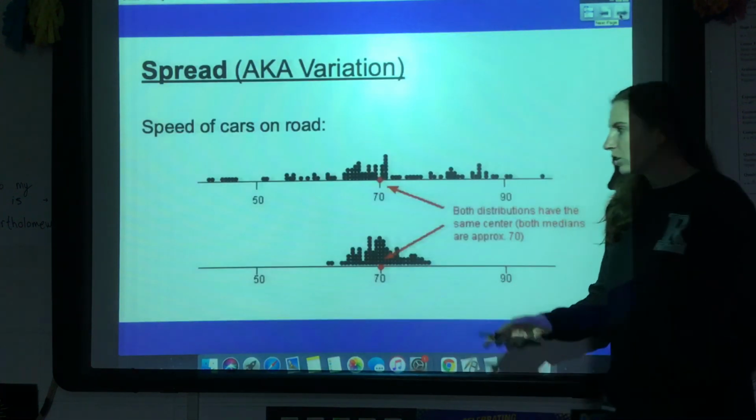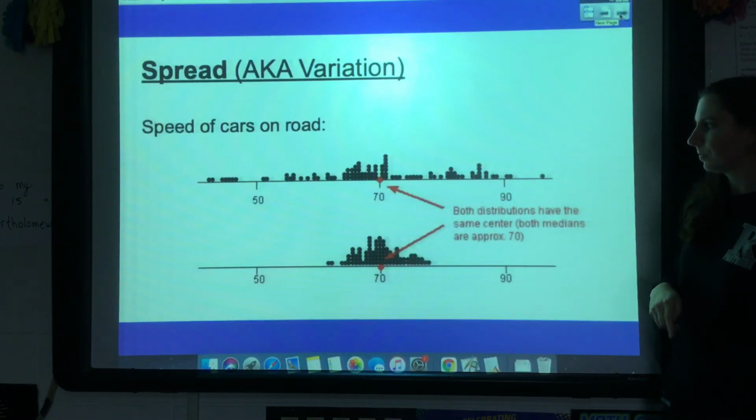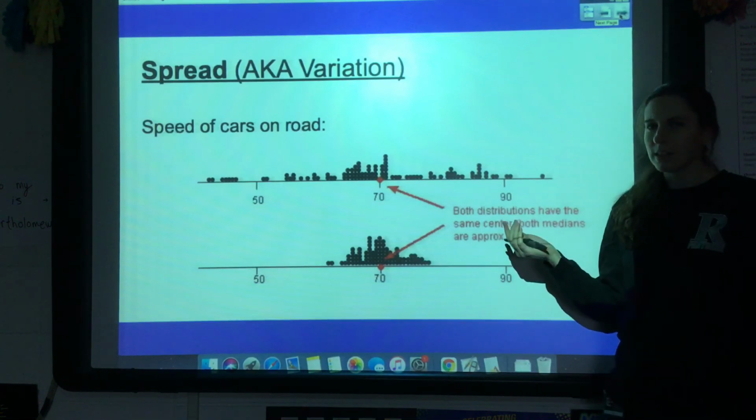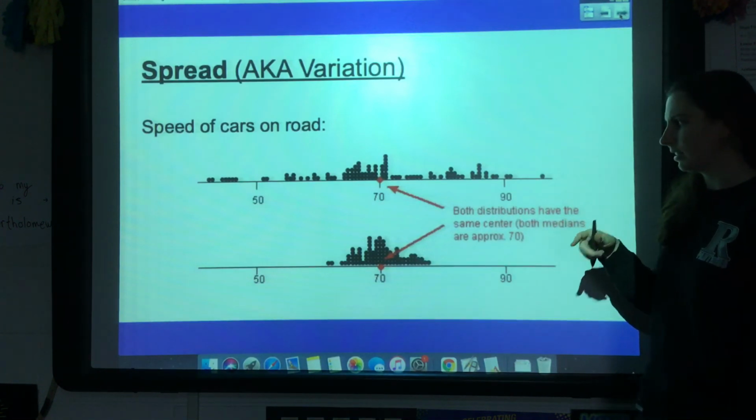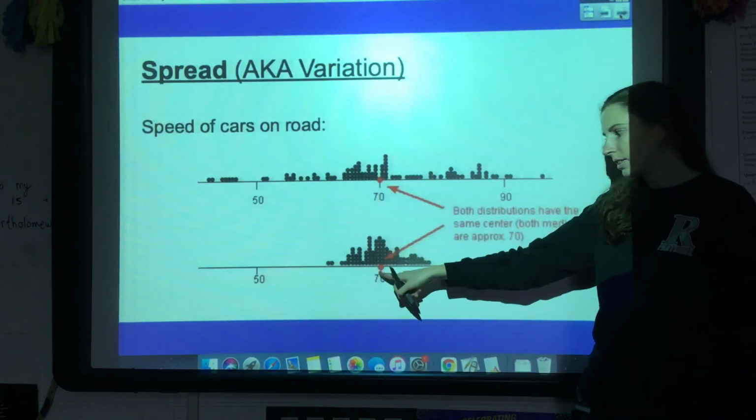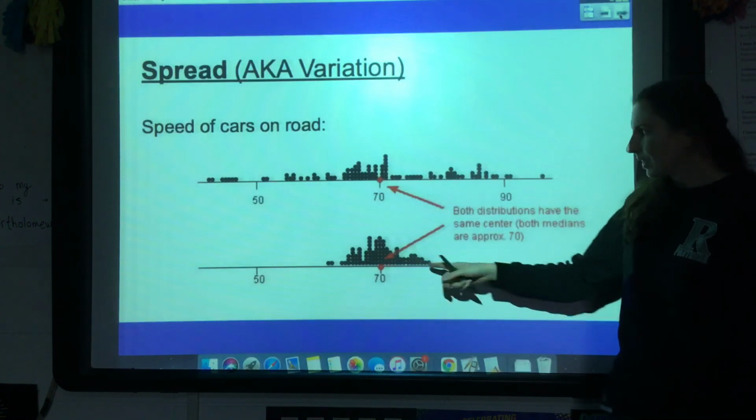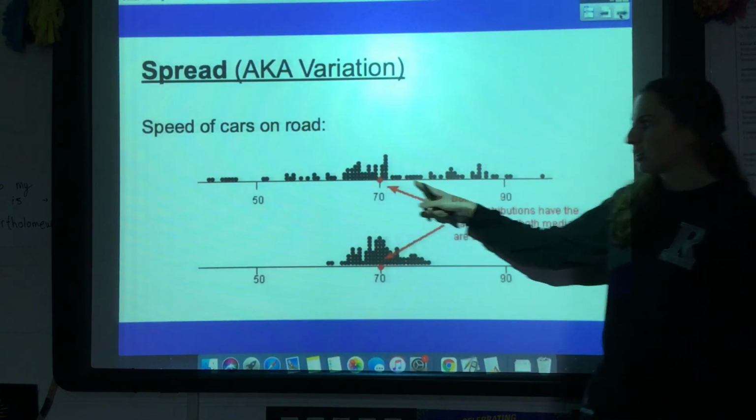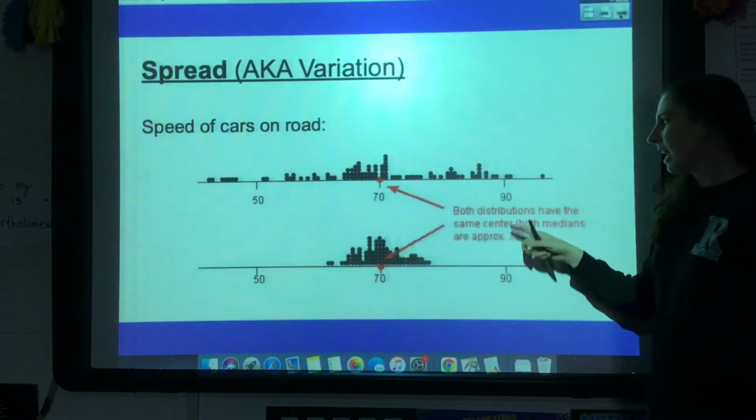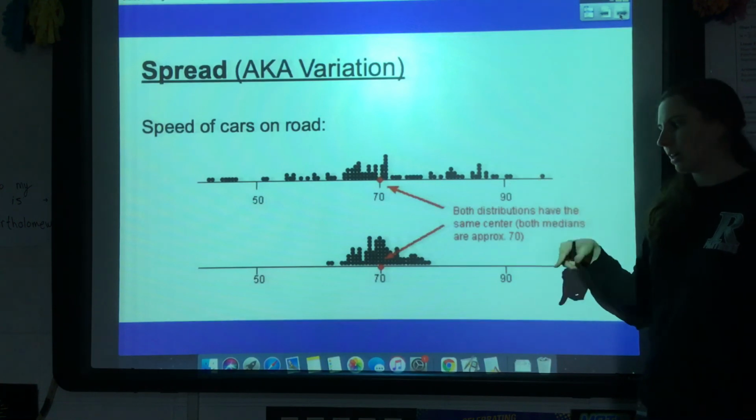For example, imagine that this plot here represents the speeds of cars on a road. Notice that they both have about the same center. So in the last video we talked about center. In both cases the center is at about 70 miles per hour, I assume that's what this is. But on this first one, you've got some really slow cars down here lower than 50 miles per hour and some really fast cars up here at like 90, maybe even 100 miles per hour.